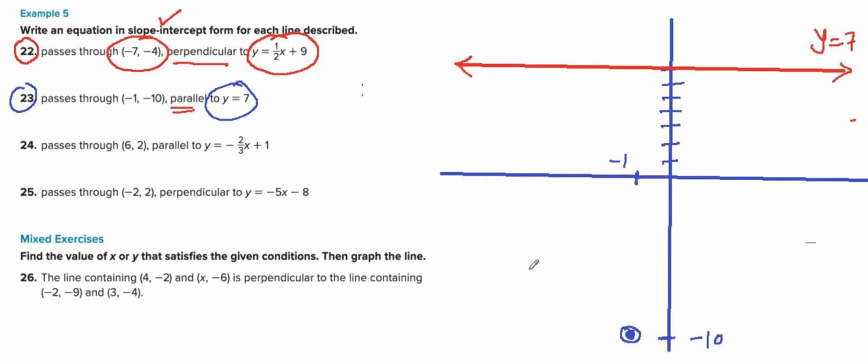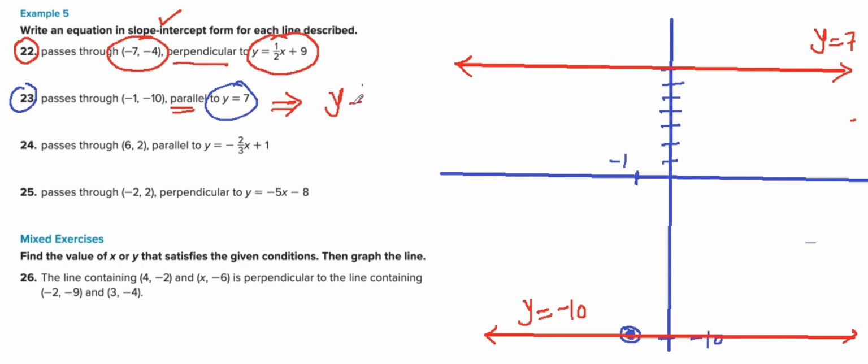So I need the parallel line to it which passes through this point. So this line will be like this. It is passing through minus 1 and minus 10, and this line is y equal to minus 10. No need to solve, you just have to give the answer. Y is equal to minus 10, because it is passing through minus 10. So the equation of the line which is parallel to y is equal to 7 is y is equal to minus 10. No need to find out the slope. Just see the point, because the line is passing through minus 1 and minus 10. So this is your answer. Just take the second coordinate.